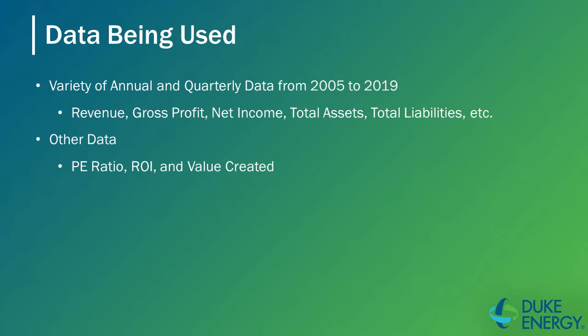Today's presentation will use a variety of annual and quarterly data from 2005 to 2019 for Duke Energy. This includes revenue, gross profit, net income, total assets, total liabilities, and more. Other data will be PE ratio, return on investments, and value created.